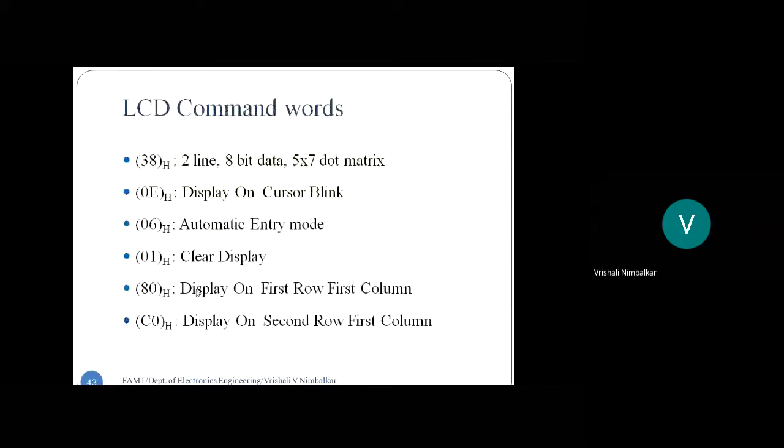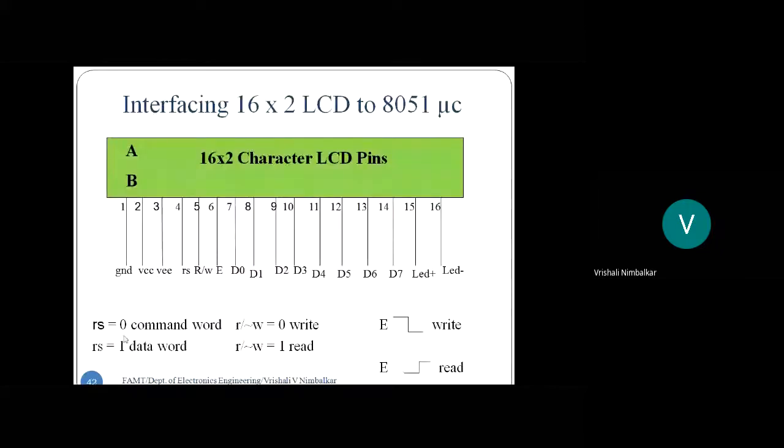We are going to look into that in the next slide, but just remember, when RS is 0, the LCD understands that on the data lines it has received a command word. And when RS is 1, the LCD understands that the data lines have the data word, the ASCII code.